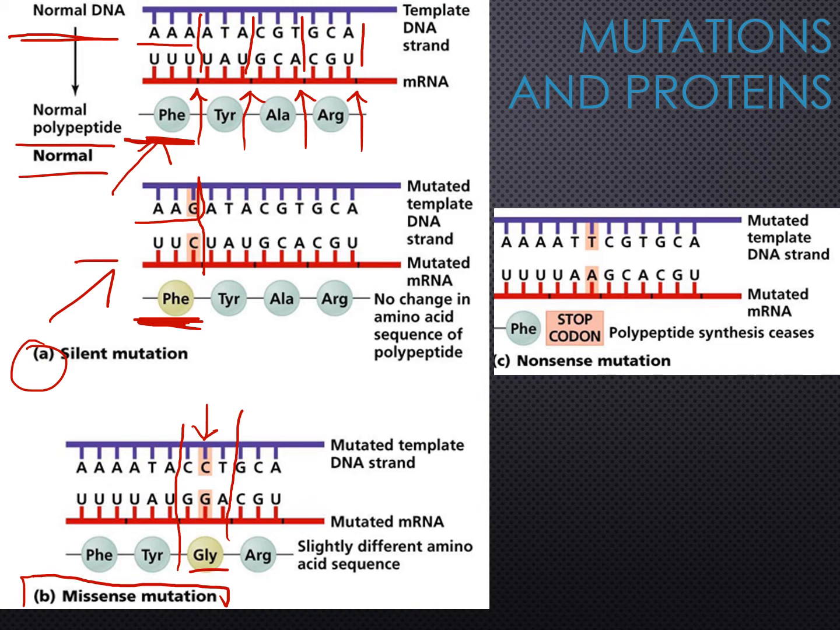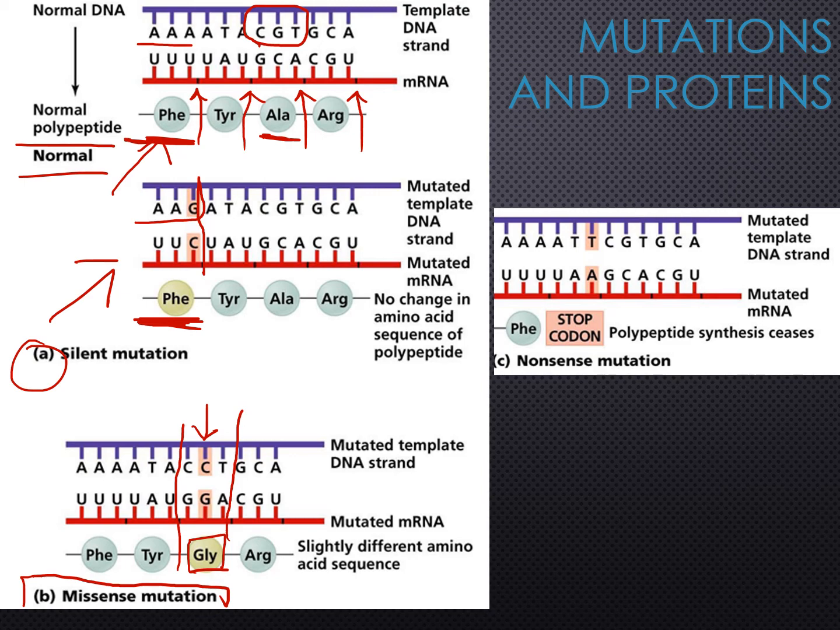Let's look all the way at the top. I'll erase some of this stuff so it's a little more clear. So up at the top, CCT used to be CGT. So CGT codes for alanine, and CCT codes for glycine. So this is called a missense mutation, and it results in the substitution of one amino acid for another amino acid. Again, generally pretty minor.